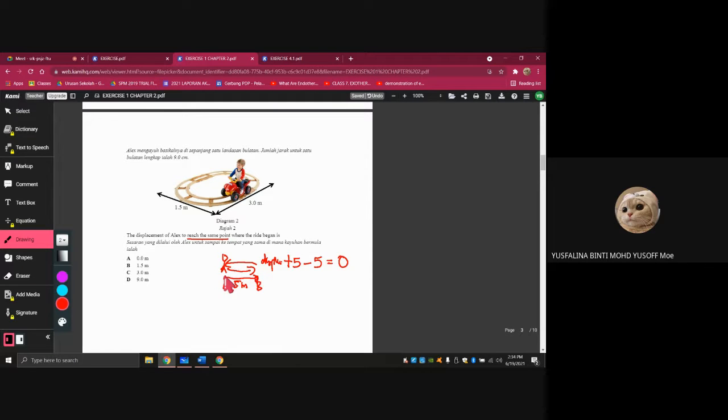And then when it returns back, since it is displacement, you have to consider the... Teacher, can we mark in the paper? Yeah, sure. Oh, sorry. Teacher can go slower a bit? Sure.